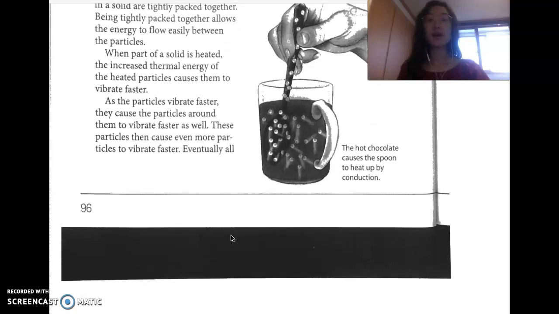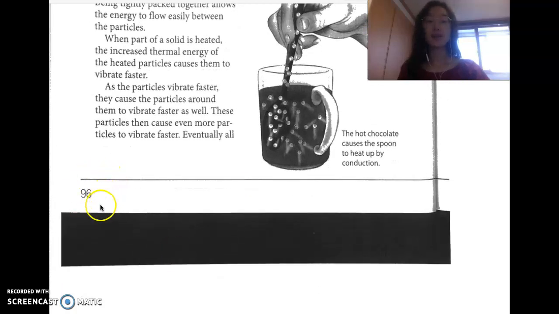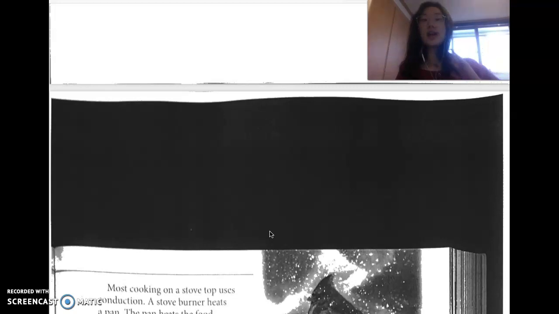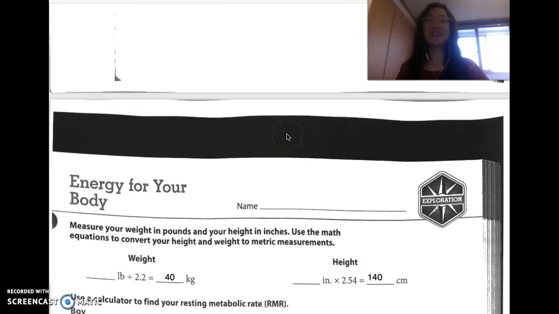So go ahead and make sure that you have your science textbook scans, pages 96 and 97. We're going to be reading those two pages, and then we're going to review some of the most important concepts through a PowerPoint. And I will also want you to watch a few conduction science experiments. One of them you can actually try at home as well. So it's going to be very exciting.